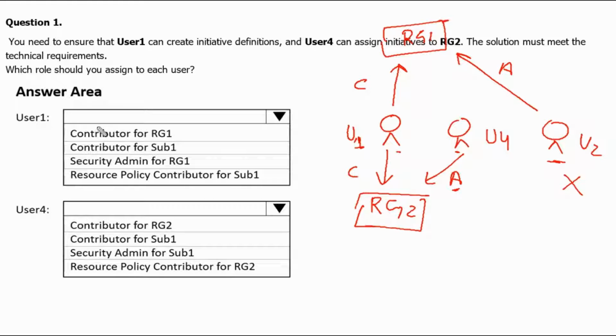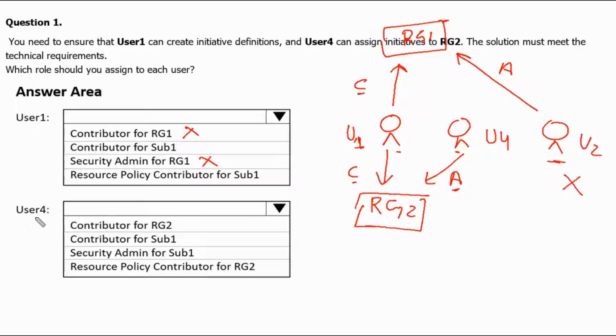Let's see the role for user 1. First option is contributor for RG1. Since user 1 can create Azure policy for RG1 and RG2, it should be on the subscription level. Therefore, option 1 is not correct because it is limited to RG1 only. Third option, security admin for RG1, is also limited to RG1 only. Now we are left with two options, contributor for subscription 1 and resource policy contributor for subscription 1, to create the policy on RG1 and RG2.